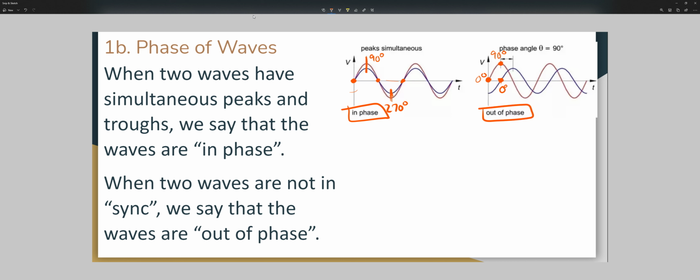How do we measure how far out of phase they are? Clearly the first line and the second line are 90 degrees out of phase, because where my second line is 0 degrees, my first line is 90 degrees. They are 90 degrees apart, so they are 90 degrees out of phase.